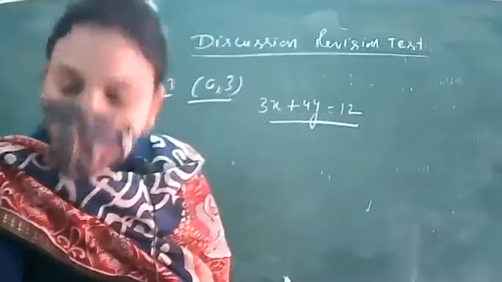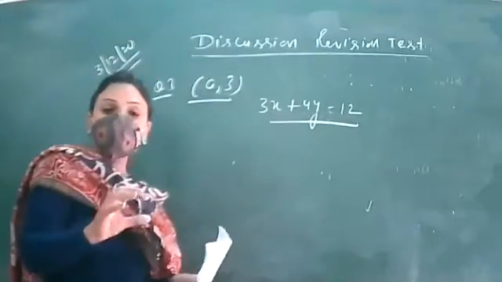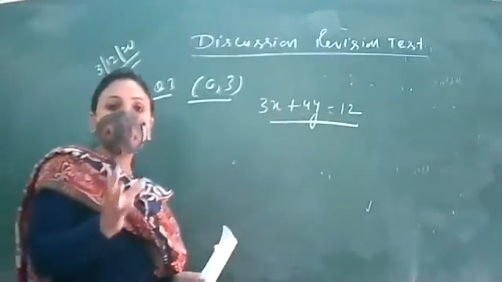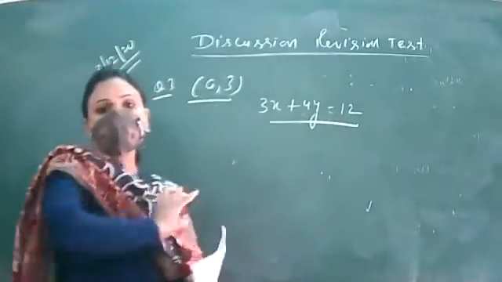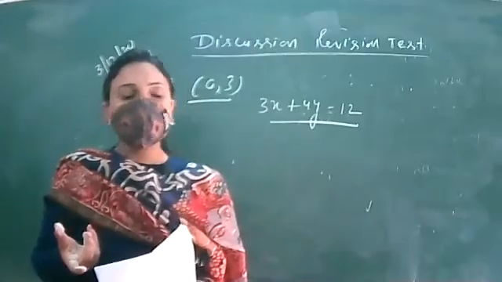Solution of that equation. If a point lies on the graph of the equation, then that point is called solution of the equation. That is, indirectly we want to check whether this point is solution of the equation or not. If it becomes a solution, then definitely it will lie on the graph of the equation.